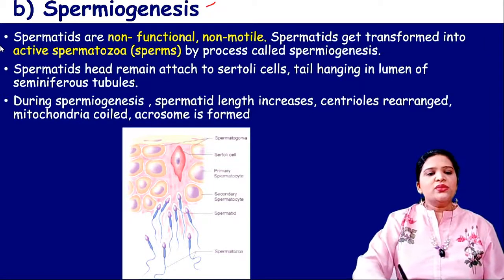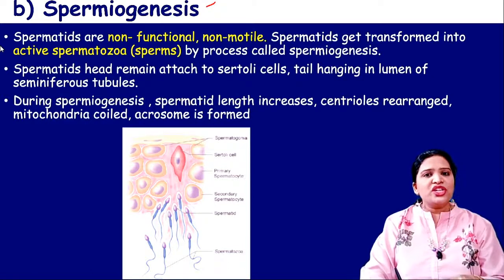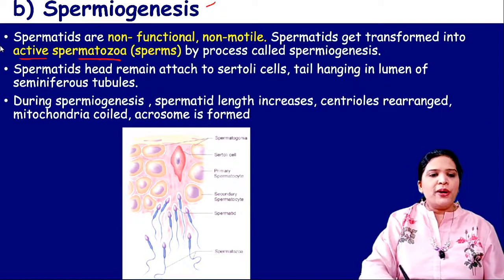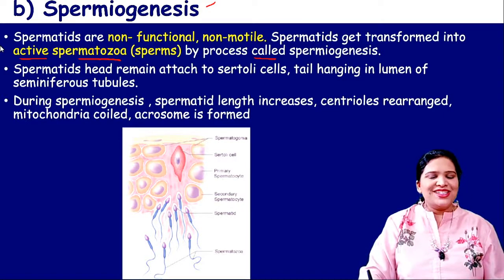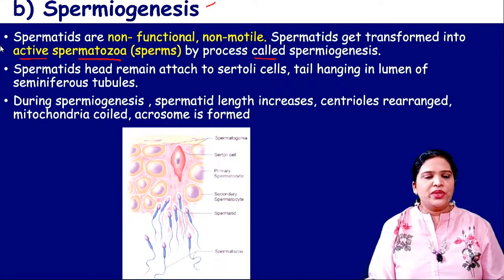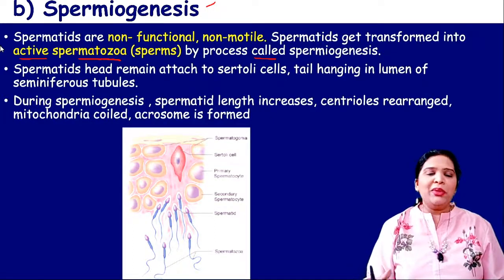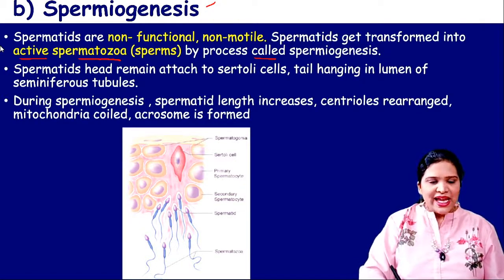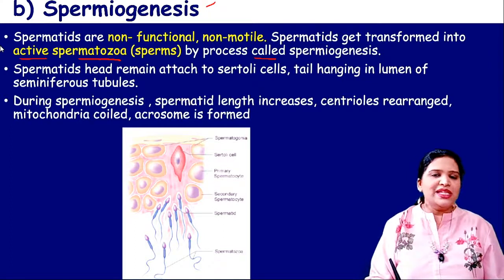The spermatids which are produced so far are non-functional and non-motile. So they get transformed into active spermatozoa by a process called spermiogenesis. So far the spermatids produced were inactive or non-functional. Okay, so they have to go through a certain developmental process. After that only it will become an active adult sperm cell. So this transformation is called spermiogenesis. So how does it occur? With the help of Sertoli cells. The spermatid's head remains attached to the Sertoli cells, the tail hanging in the lumen of the seminiferous tubules.